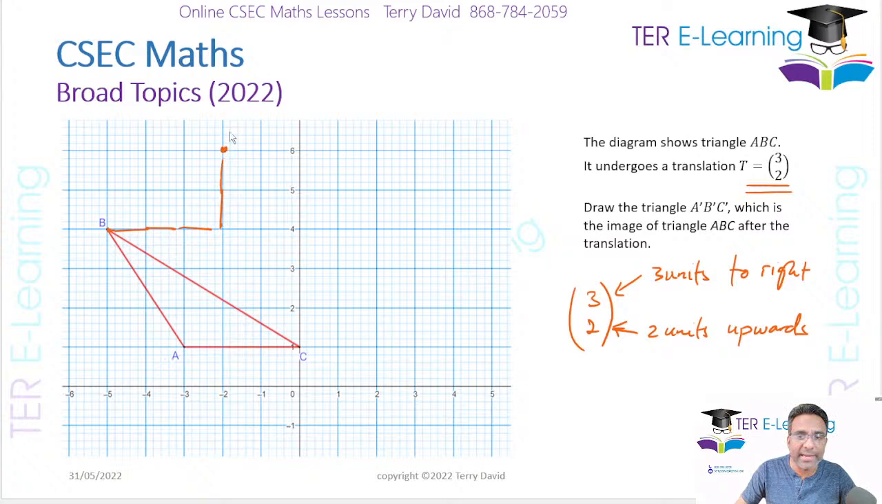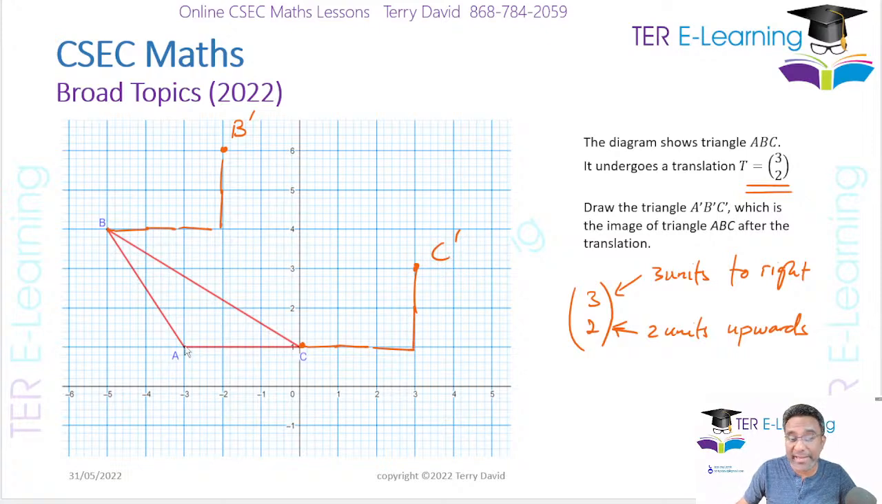So this here is my B prime. That's B prime. Now I'm going to do the same thing for all the other points on the triangle. So let's do it with C. So I'm going to go 1, 2, 3 units this way, and then I'm going to go 1, 2 units up here. So this here is going to be C prime.